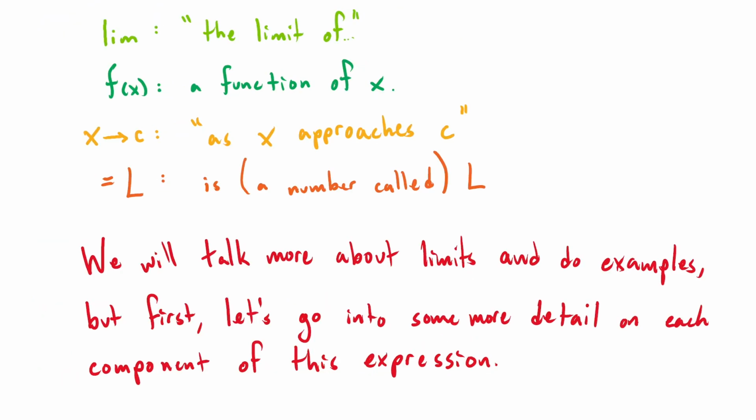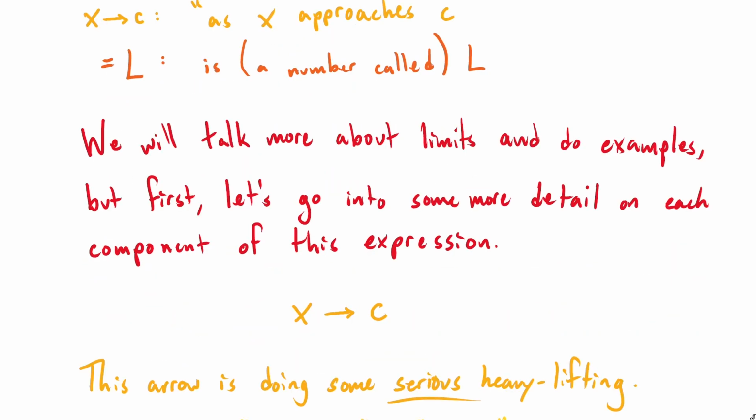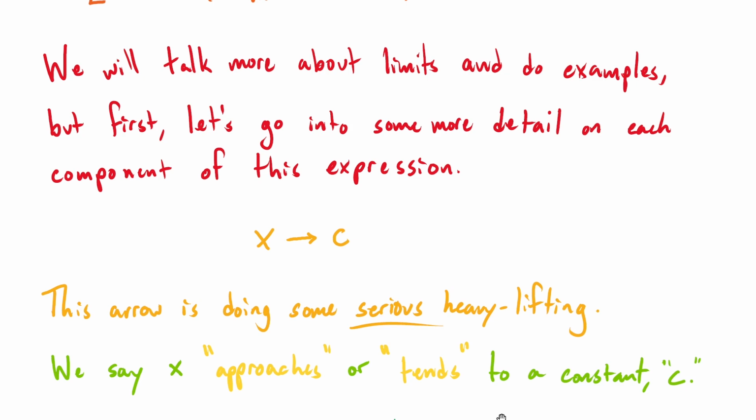Now we're going to talk a lot more about limits and do a bunch of examples, but first let's go into some more detail about the components of this expression. First of all, we have perhaps the most mysterious and important of all the symbols, which is this little arrow right here. This symbol is doing some serious heavy lifting for us, and we're going to want to furnish some intuition about what it really means. A little bit of a hint is from the verbiage we use to describe that symbol. We say that x approaches or tends to, or sometimes just x goes to c, where c is some constant.